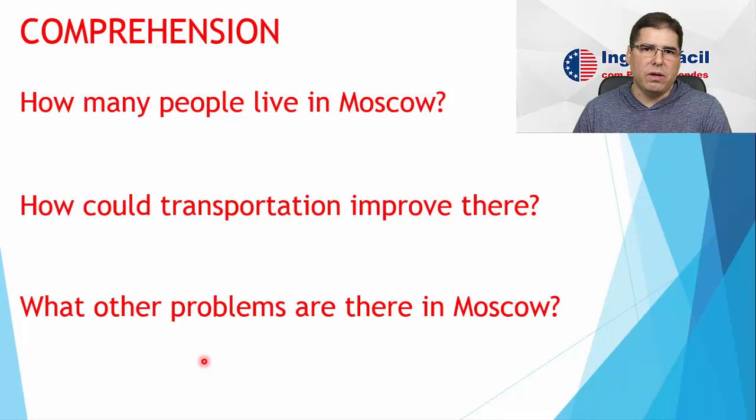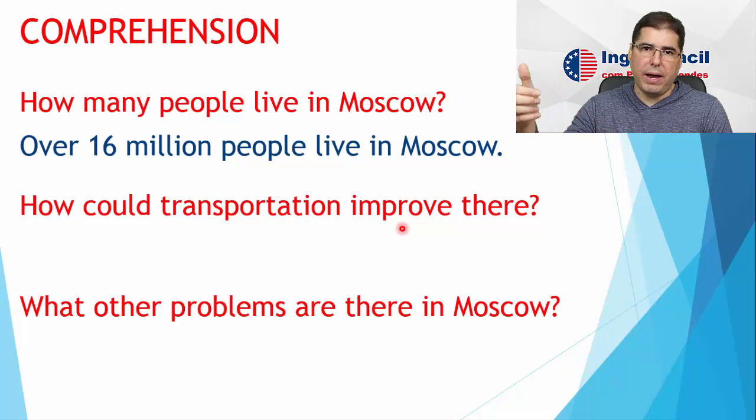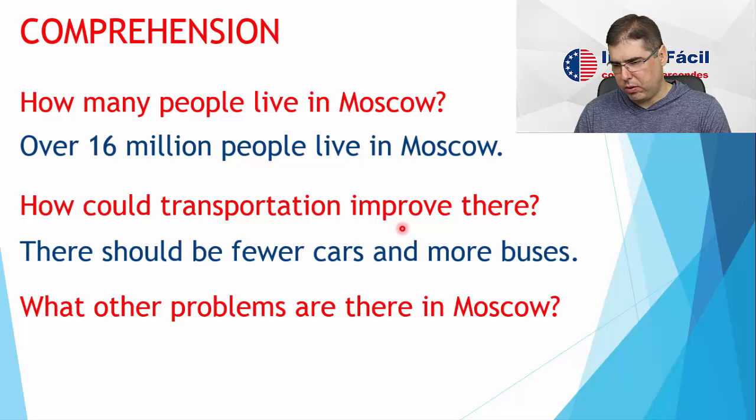How many people live in Moscow? Do you remember? Over 16 million people live in Moscow, because Moscow has over 16 million inhabitants. How could transportation improve there in Moscow? Again, the word improve means to get better. So how could transportation improve in Moscow? There should be fewer cars and more buses.